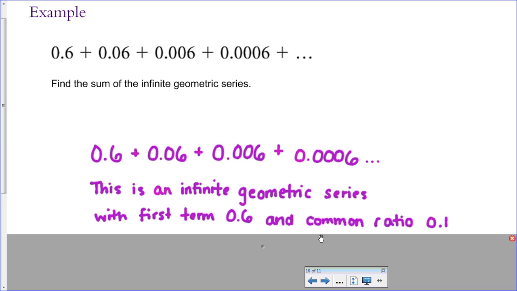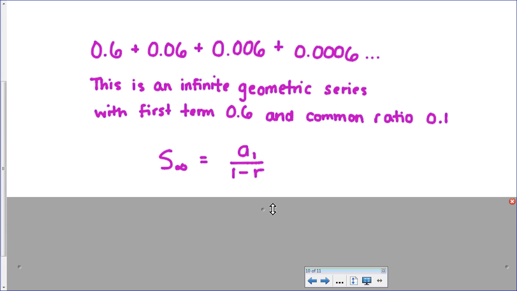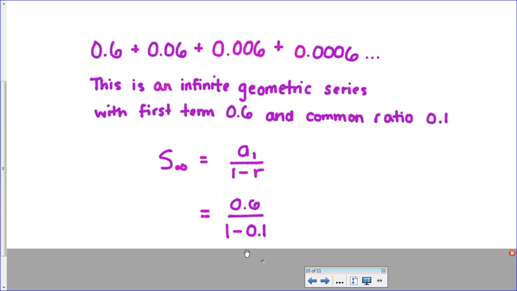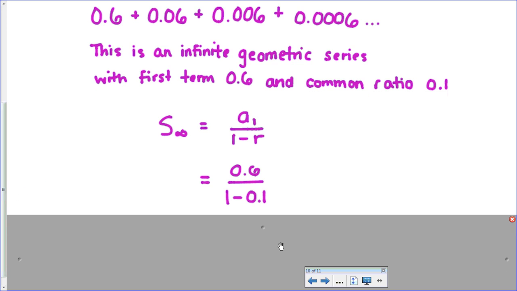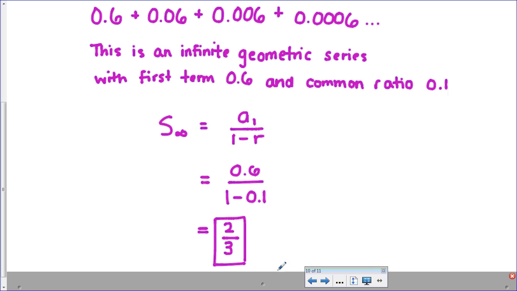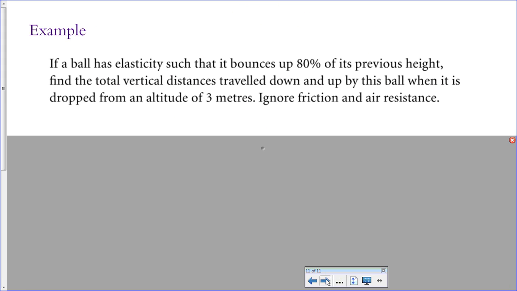Remember, if you ever can't determine the common ratio, you can divide any term by the term that came before it and get the common ratio. And so then we're just going to plug right into this formula. First term on top, over 1 minus the common ratio, and it comes out to whatever the infinite geometric series converges to. So this one converges to 2/3.